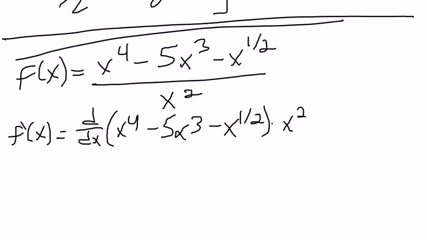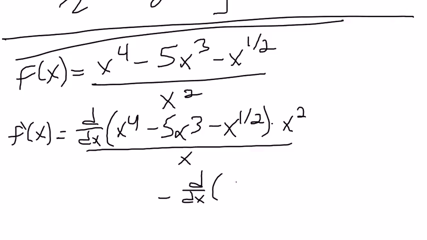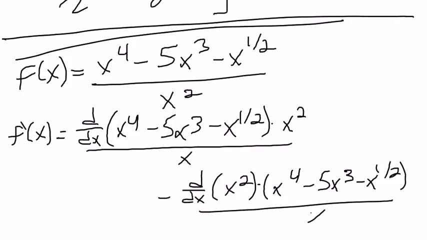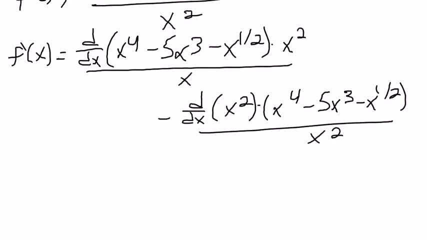And then we're going to take away, it's all over x squared, and then just for convenience of room, we're going to take away the derivative of the bottom times the numerator. That's over x squared. Okay.